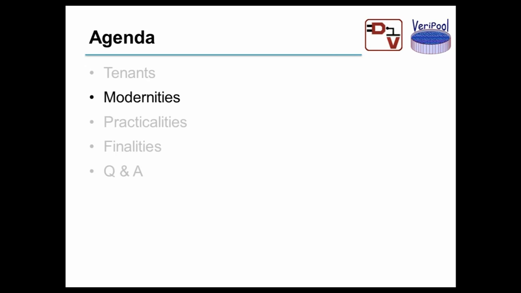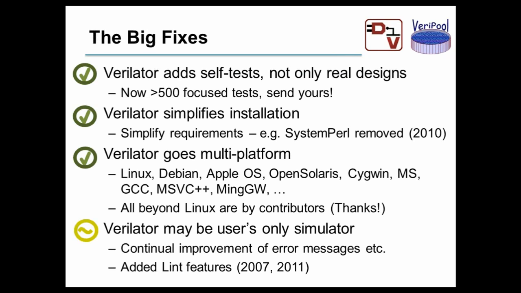So what have been some of the changes along Verilator since it got started? Well, the first thing is, even though obviously I've done some verification in my life, I'm getting much more respect for self-testing. Self-tests are very important. Originally, Verilator was just tested on real designs, but now there's over 500 focused tests. And being able to change the code and know that there's some sort of life there and that it's not horribly broken is obviously a very good thing.